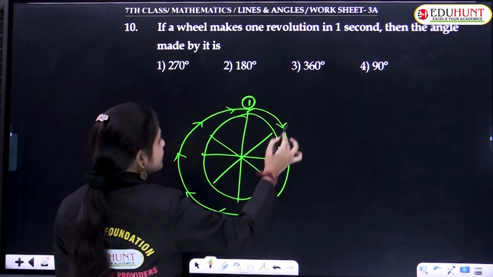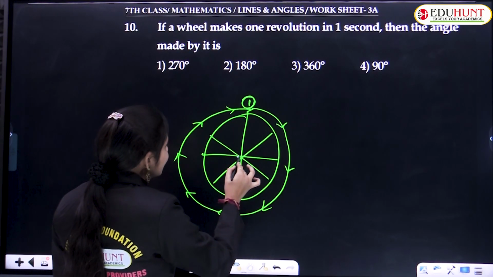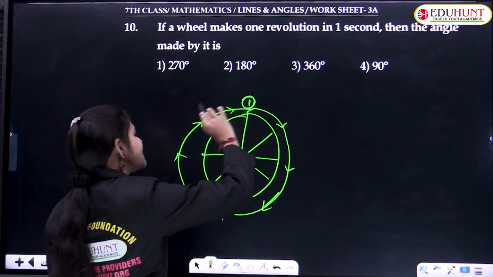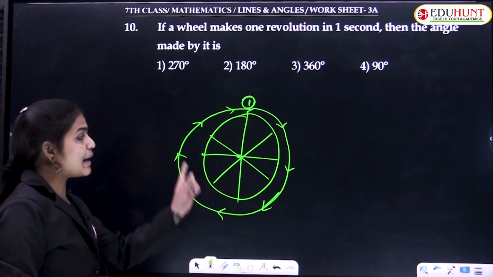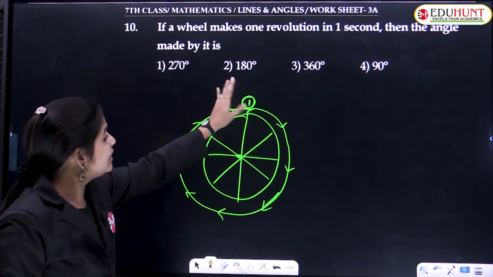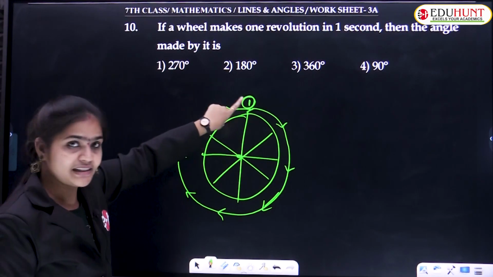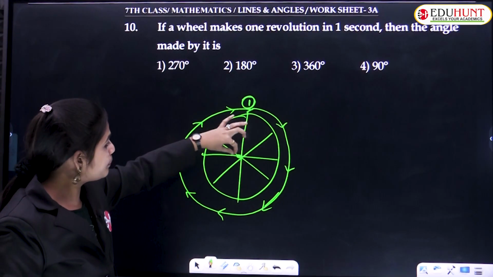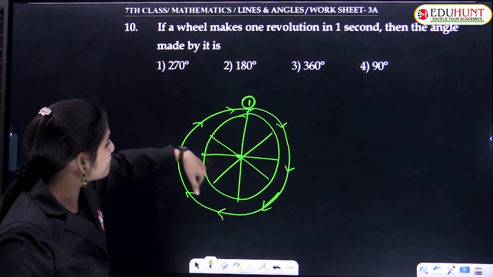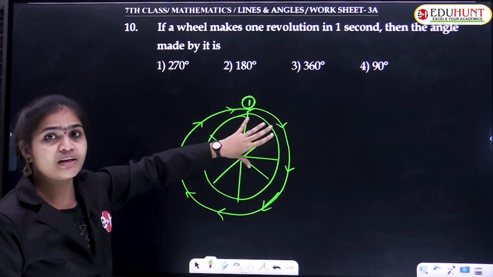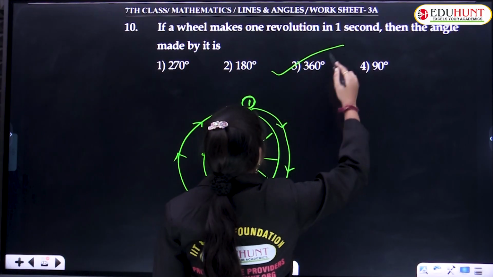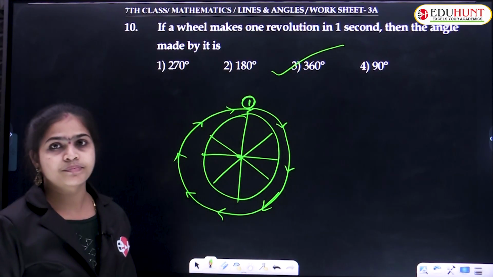It completes one rotation, which means the center point is there. So completing one rotation means how many degrees here? This shows one complete angle, because it completes the total circle. That's why the total angle about that point is 360 degrees, which means one complete rotation. A complete rotation is a complete angle, and that complete angle is 360 degrees.